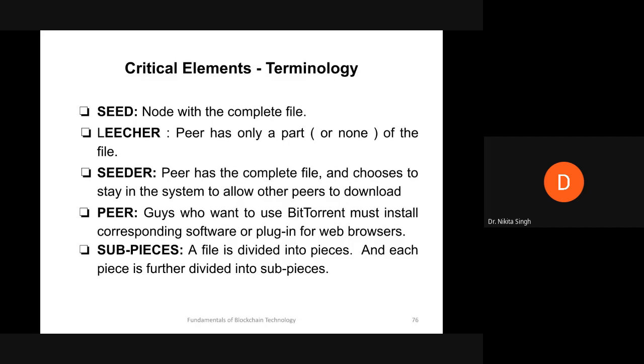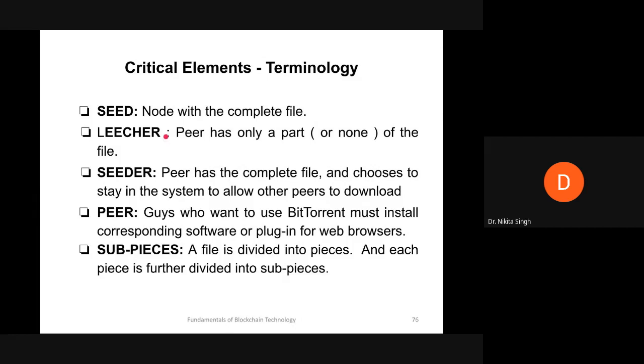Then we have a leecher. A leecher is a node that is downloading the file. That is, it is someone who does not have the complete file. A leecher is a peer in the network that has only some part of the file, or has no part of the file. So a leecher is somebody who is still downloading the file. He does not have all the chunks, all the pieces of the file.